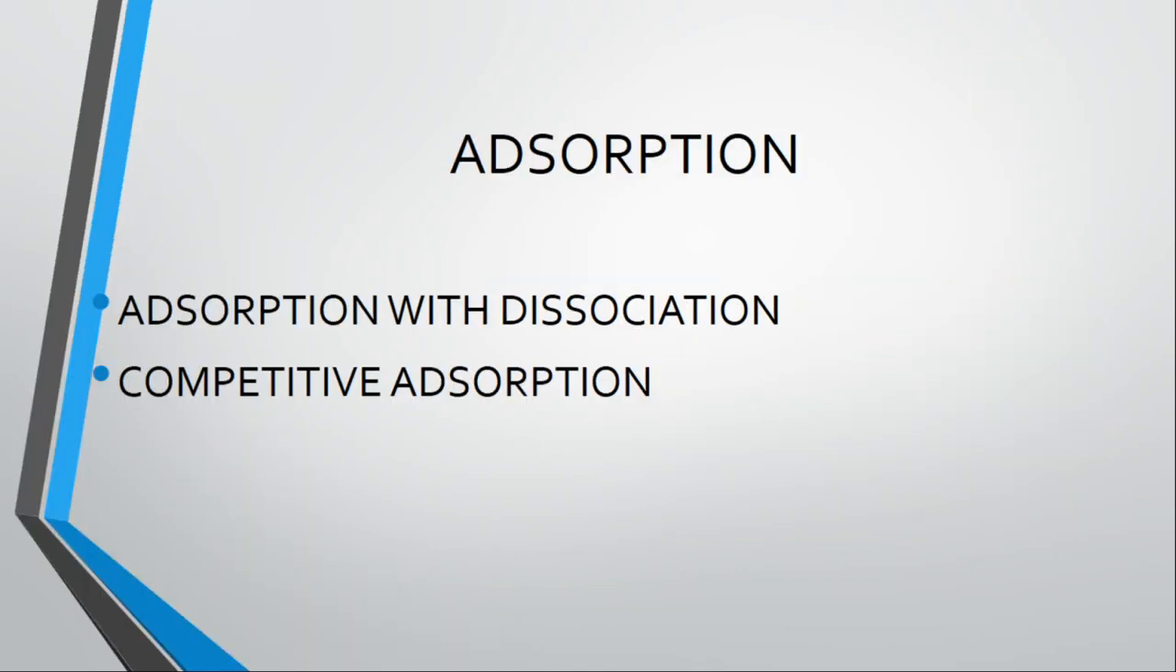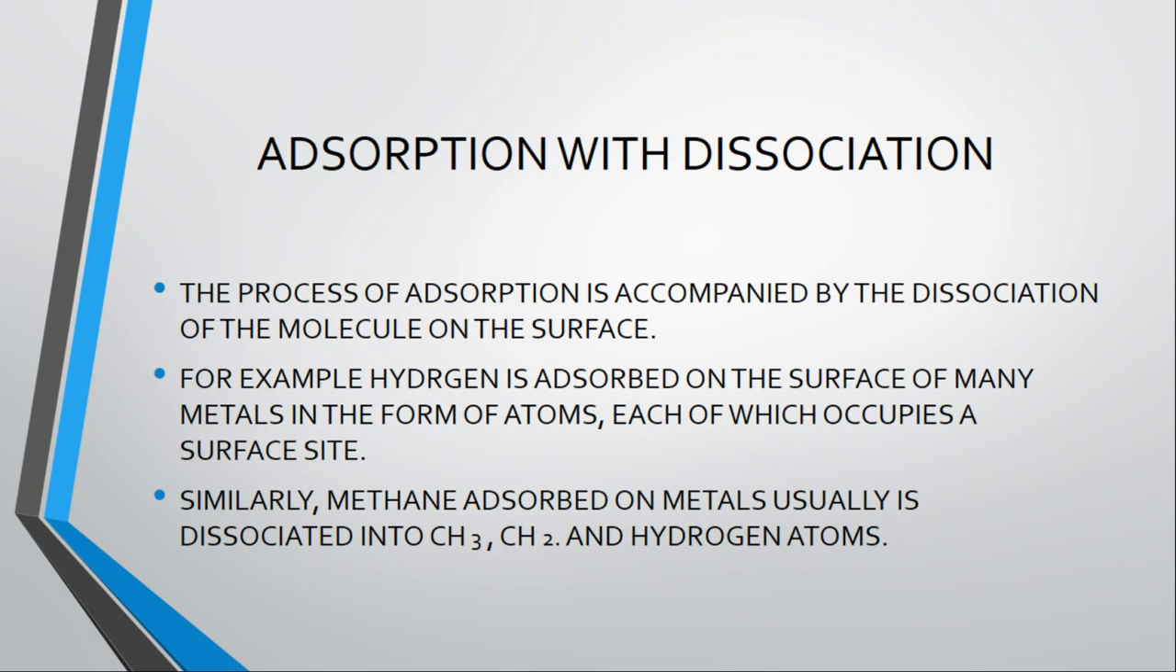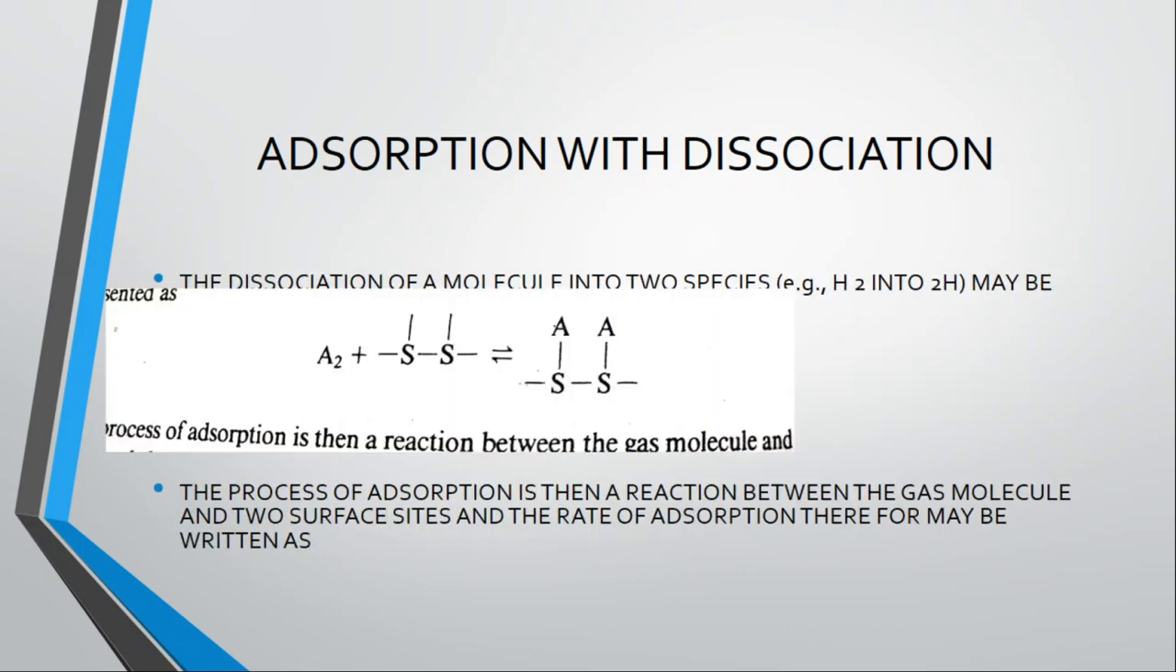Today I'll be dealing with the continuation of adsorption, that is adsorption with dissociation, and what is competitive adsorption. Adsorption with dissociation: when we come to this concept, it is the process of adsorption accompanied by the dissociation of a molecule on the surface. For example, hydrogen is adsorbed on the surface of many metals in the form of atoms, each of which occupies a surface site. Similarly, methane adsorbed on metals usually is dissociated into methyl, ethyl, and hydrogen atoms.